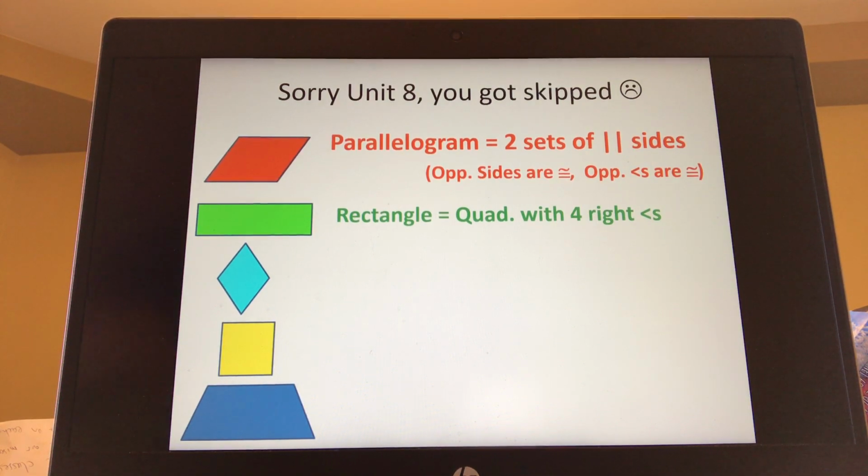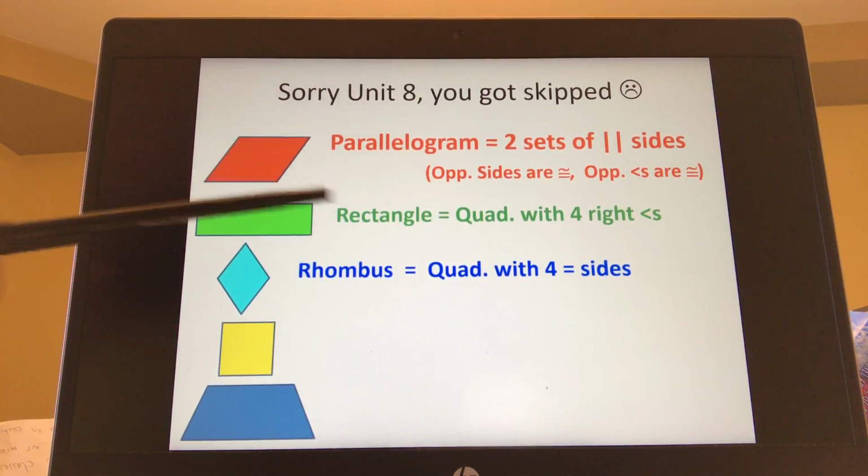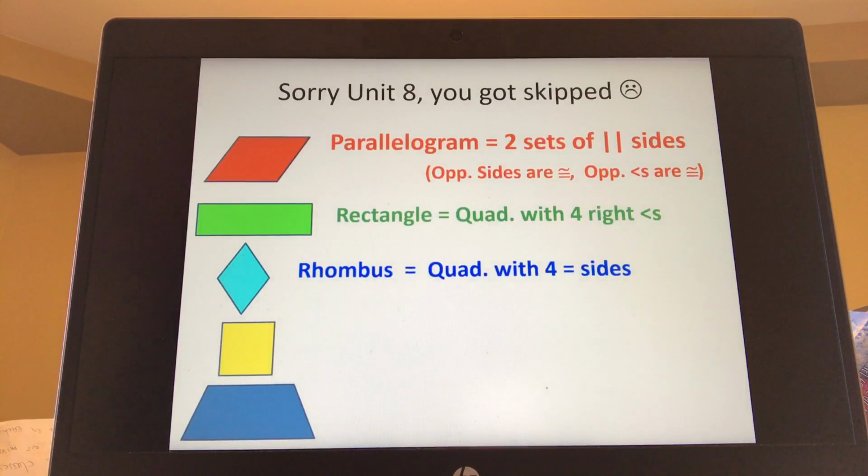I don't think they'd actually know what a diamond is. Whereas a kite you can define, a rhombus you can define. So there's your definition for a rhombus, a quadrilateral with four equal sides. Very similar to a rectangle, only one word is different, angles versus sides. So they're almost the same exact thing on here. Four congruent angles, four congruent sides. Or four right angles and four congruent sides.